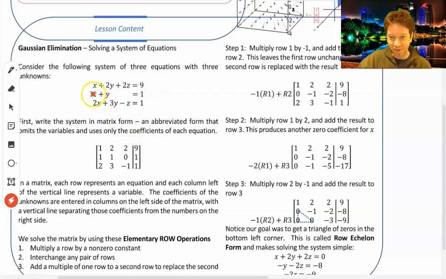And I do the same thing with the next equation. So 1, 1, and 0, and then our constant 1. And lastly, equation 3, 2, 3, and negative 1. And so notice that this first column is all your x terms, your second column is all your y terms, and your third column is all your z terms.